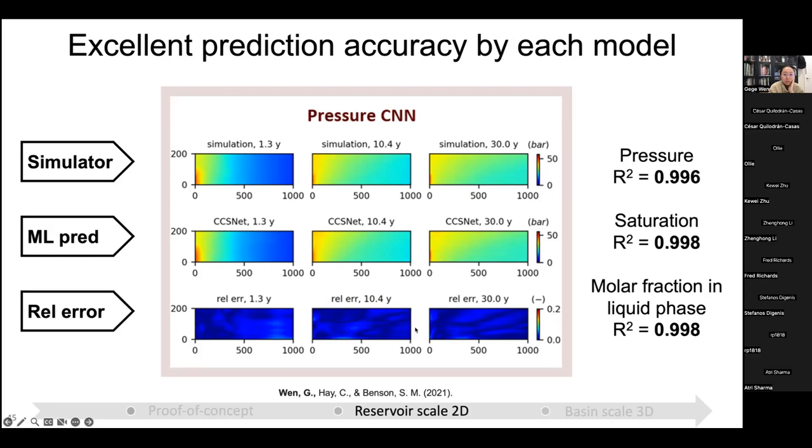The pressure R-squared score can be as high as 0.996, and the saturation is 0.998. The molar fraction models also have very high R-squared scores.